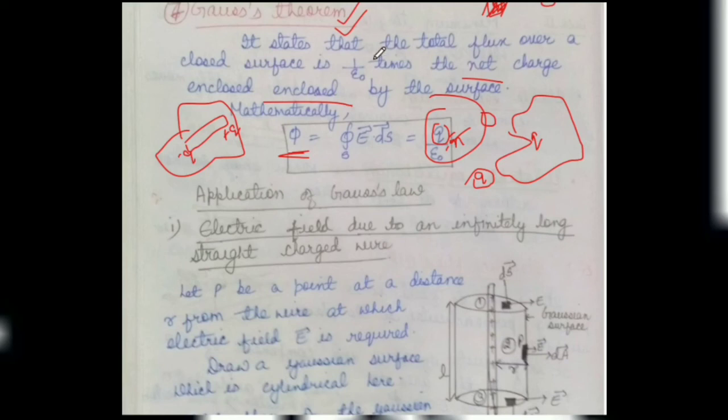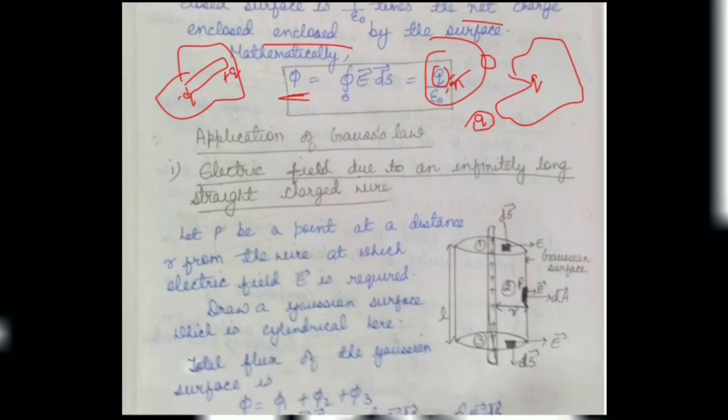And this Gauss theorem is used to determine electric field for complicated circuits, where we can't find the electric field simply using Coulomb's law. This question is very, very important. 5 marks questions come from this one. There are 2 applications for Gauss law. One related to the spherical shell has been removed from the syllabus this year. The remaining ones are electric field due to an infinitely long straight charged wire and infinite plane sheets. 2 applications are there and both are important.